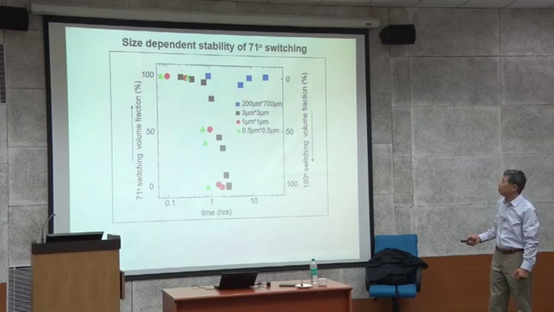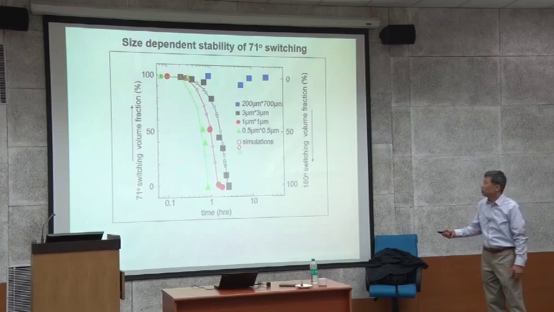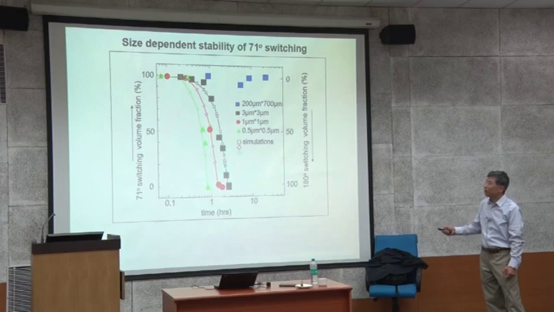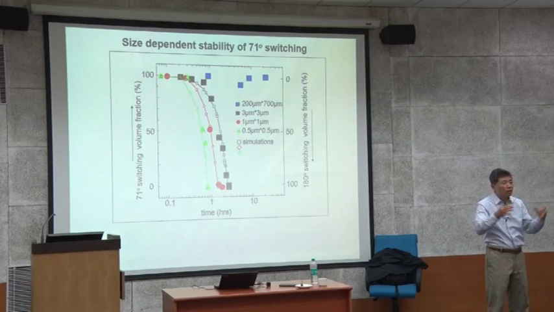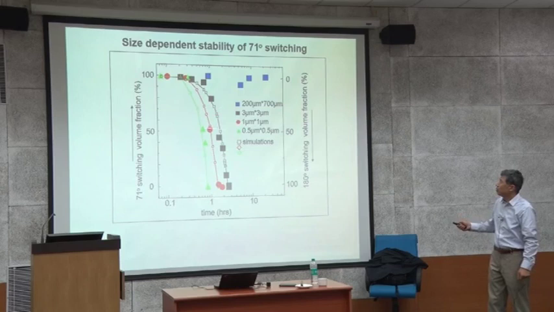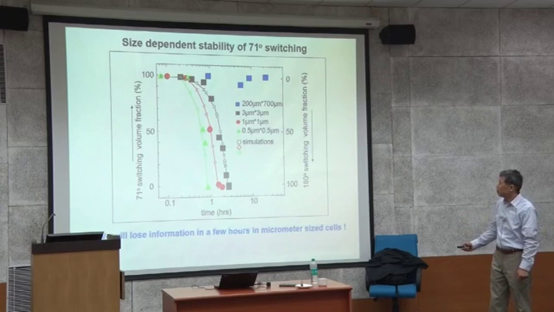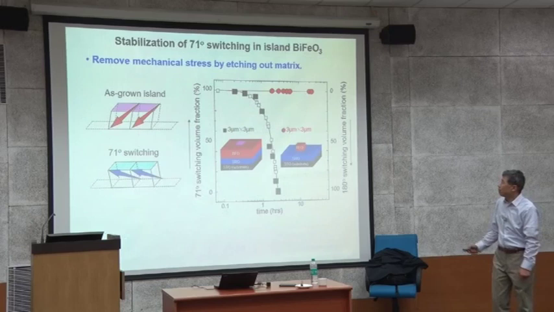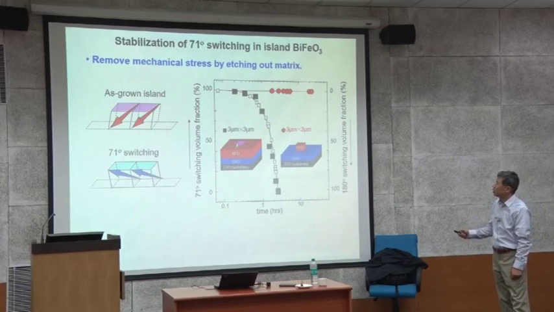And then the simulation itself is consistent with the actual experimental data. This is the experimental data, the pink spot, the red one, the green one, and the black one. You write the domain at a different size and watch what fraction actually stays. You can clearly see a very strong size dependence. So we lose information in a few hours in micron-sized cells. What happened is, in the as-grown state with 71 degree switching, this region is elastically very, very unstable. So a large device is not an issue, but a smaller device has a problem.